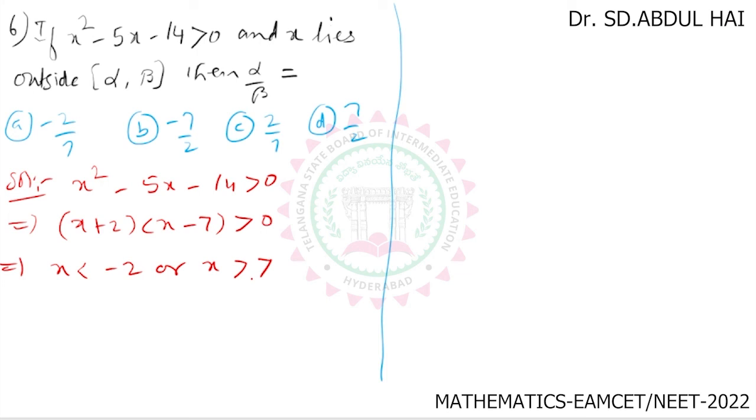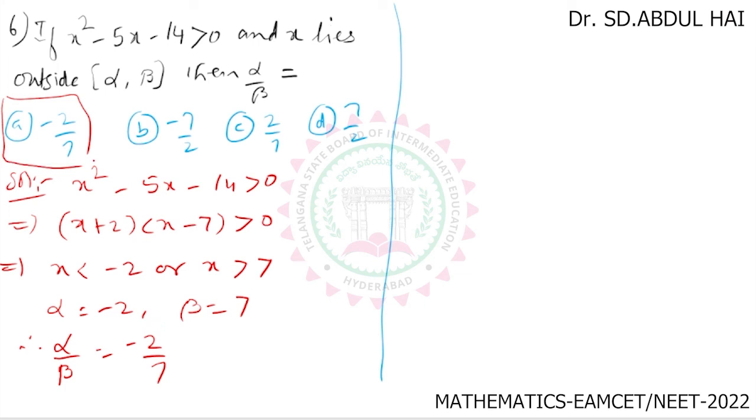Therefore, because it is a quadratic one, it has two roots. I am naming the roots as alpha is equal to something minus 2 and beta is equal to something plus 7. Therefore, I want the value of alpha by beta. Therefore, alpha by beta is equal to minus 2 by 7. Is it clear? So what is my correct option? That is the first option.